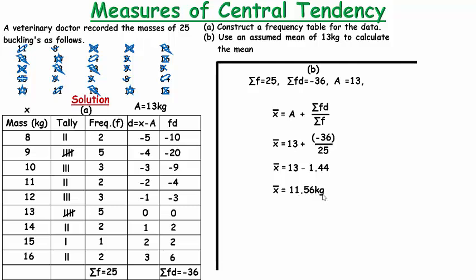11.56 kilograms. So the mean of the 25 bucklings given to me in this question, using assumed mean of 13 kilograms, boils down to 11.56. It will interest you to know that any method you use in finding the mean, as long as you plug in your values appropriately, you will arrive at the same answer.